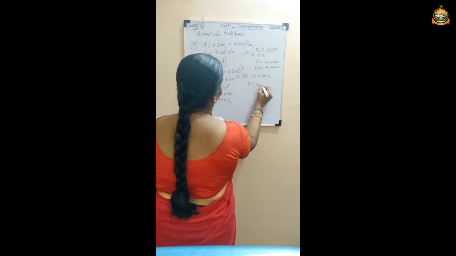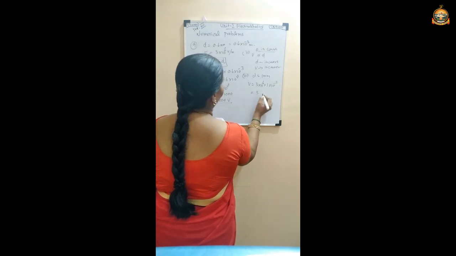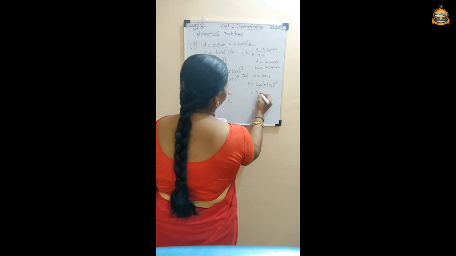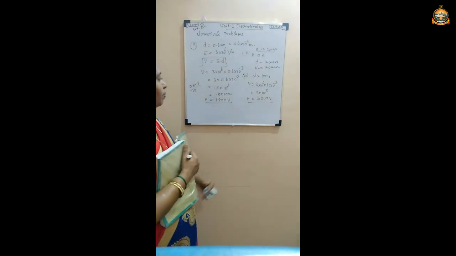3 into 10 to the power of 6 into 1 into 10 to the power of minus 3. Upper, what happens? That is 3 into 10 to the power of 3, that is equal to 3000 volt. Automatically it increases. Okay? These are sort of the three parts.